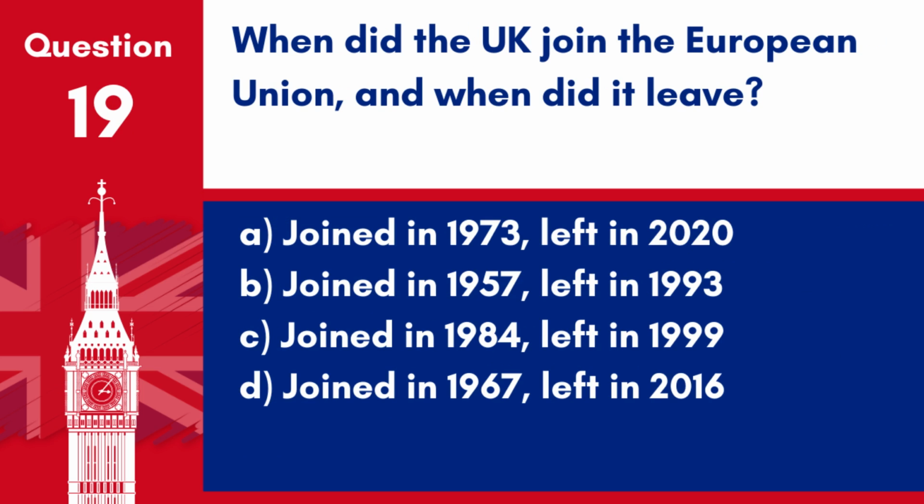Question 19. When did the UK join the European Union and when did it leave? A. Joined in 1973, left in 2020. B. Joined in 1957, left in 1993. C. Joined in 1984, left in 1999. D. Joined in 1967, left in 2016.